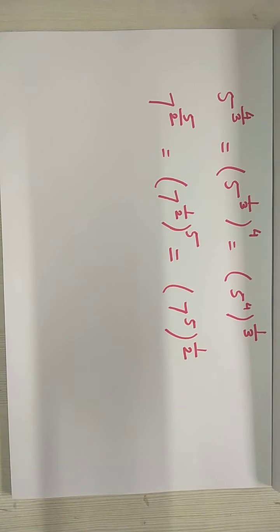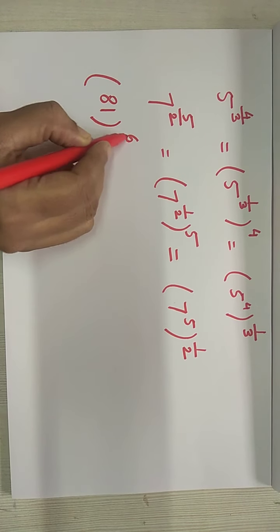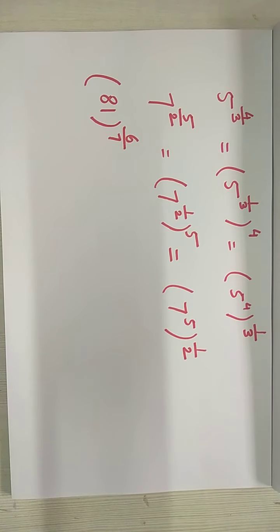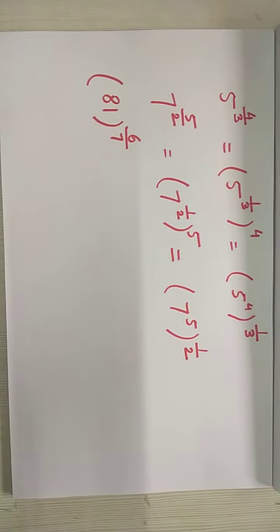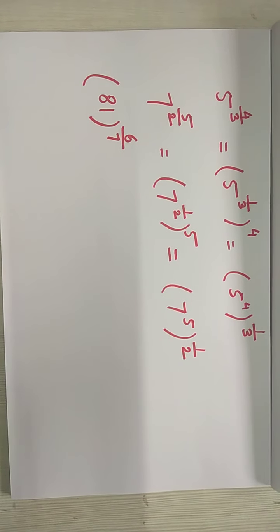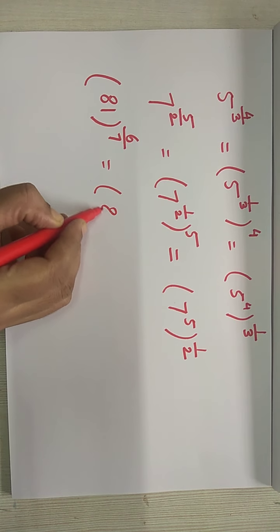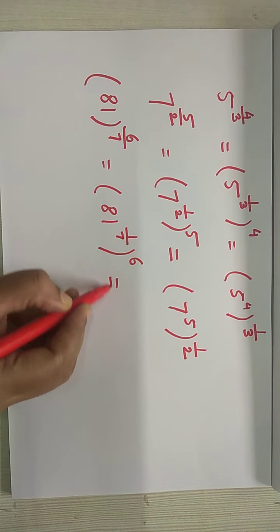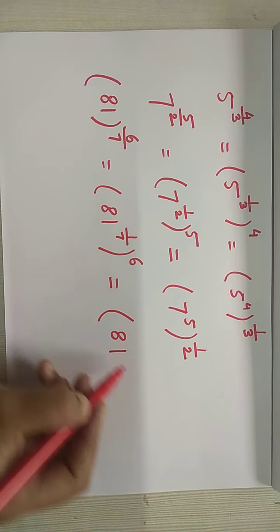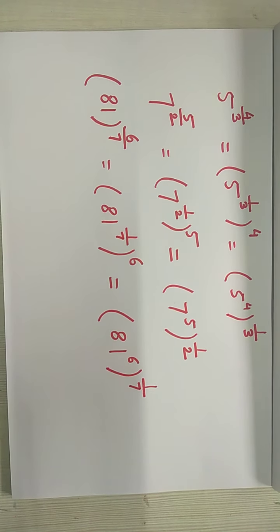Okay, let's take an example of 81 raised to 6 upon 7. Now 81 raised to 6 upon 7 can be written as either 81 raised to 1 upon 7 the whole raised to 6, or 81 raised to 6 raised to 1 upon 7. These are the two ways.